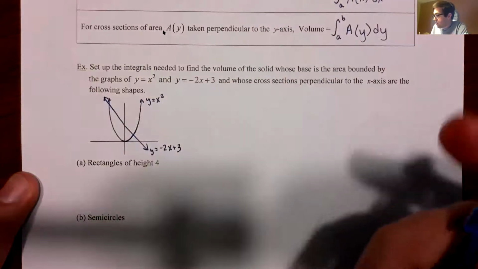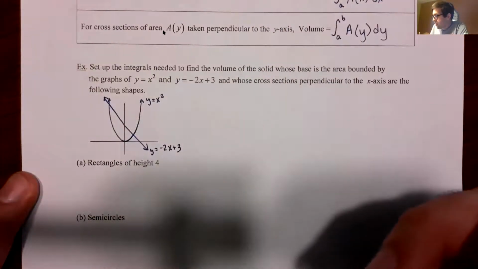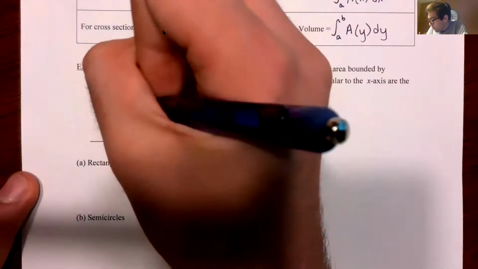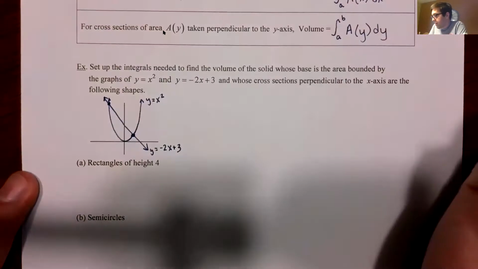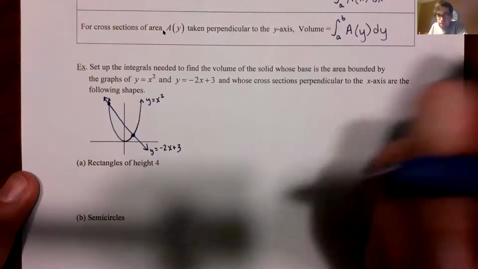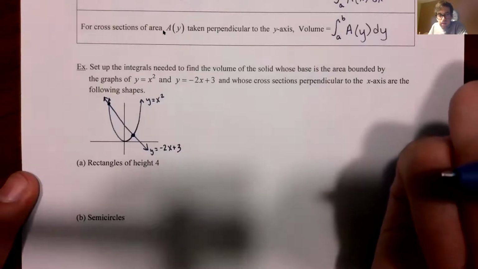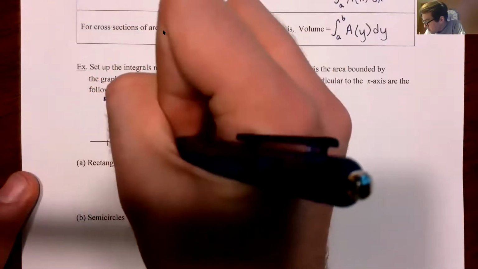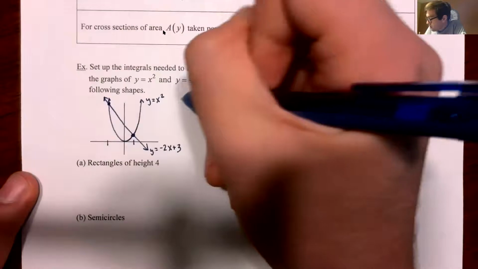Okay, so that's our two initial functions, and we need to know where they intersect so that we have bounds for our integral. This part is the same as what we would have done in the last lesson. And to find the x values here, I'm going to set these functions equal to each other.